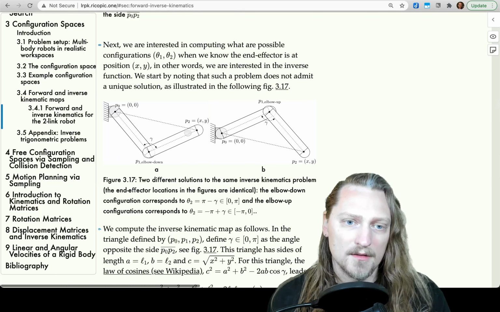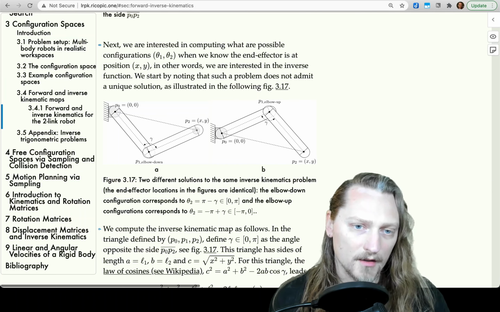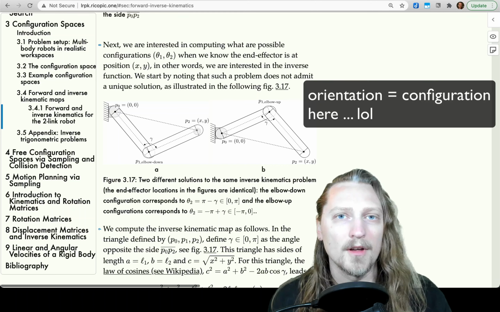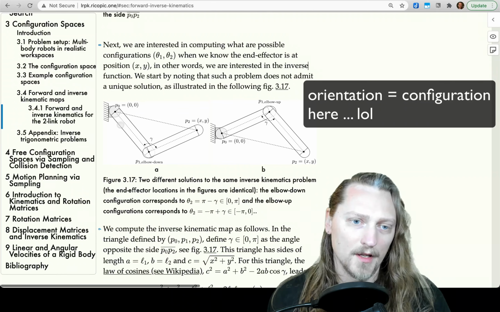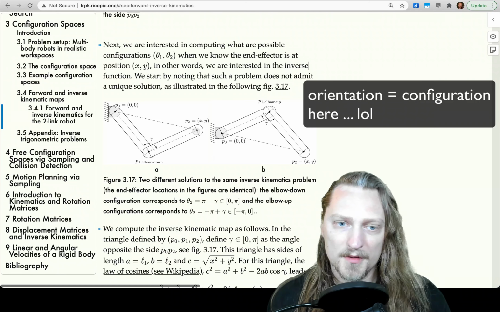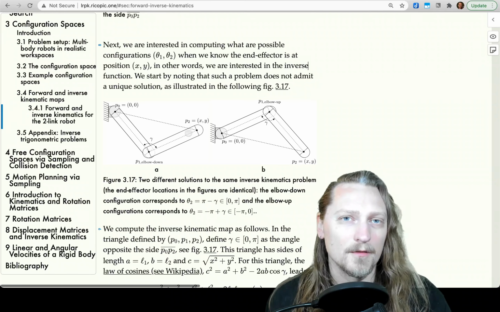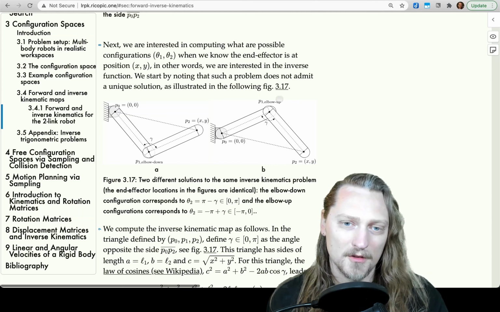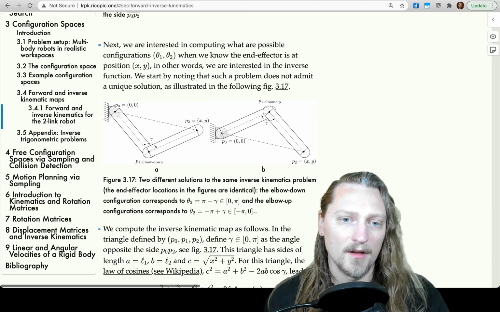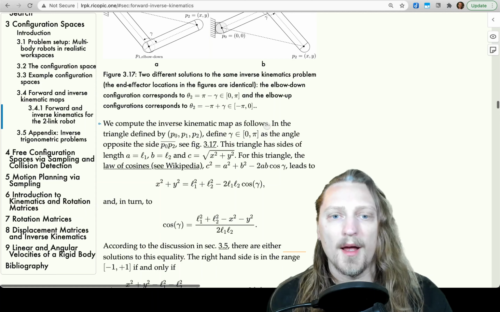So here we see that for a specific P2 location of the end effector, we have these two different orientations. One orientation is called the elbow down orientation. We can move to the end effector position, P2, with the links in this configuration. And we also have this so-called elbow up configuration where P2 is also reached, but this time from the other direction. We compute the inverse kinematic map as follows.